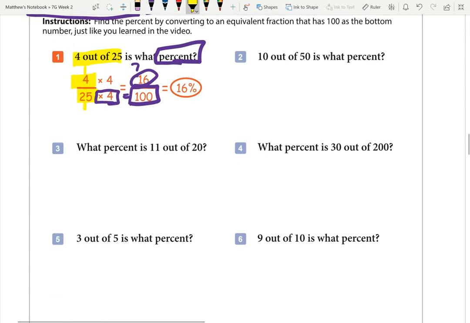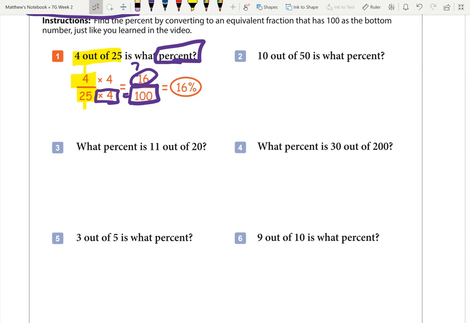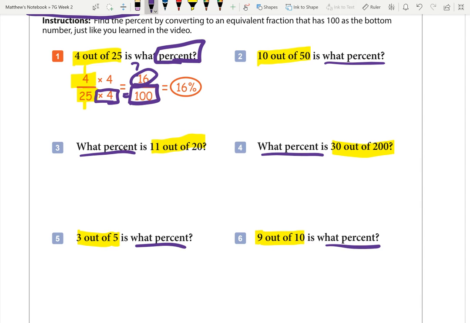And what I like to do, since they're written a little bit differently, is highlight my fraction and then maybe circle my percent in purple. So here I have 10 out of 50. Here I have 11 out of 20. Here I have 30 out of 200, 3 out of 5, and 9 out of 10 as my fractions, okay? And then I have what percent, what percent, what percent, what percent, what percent. So even though the order is a little different, they're all asking the same thing. All right, we're going to set these up the same way then.